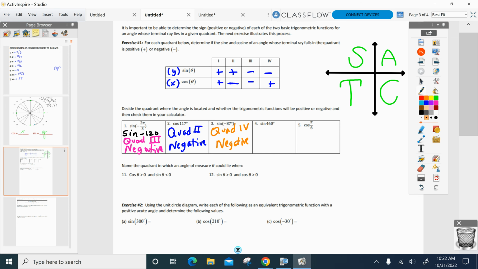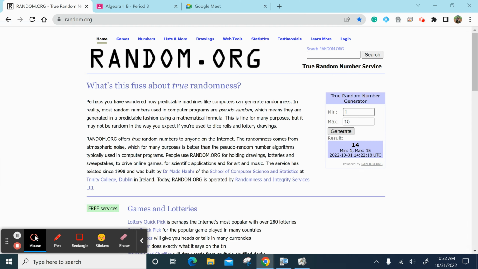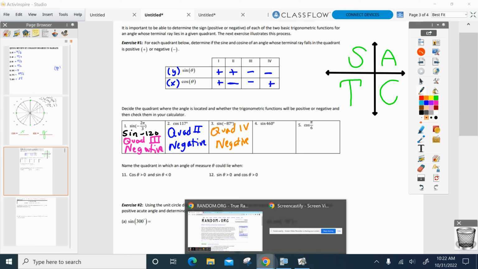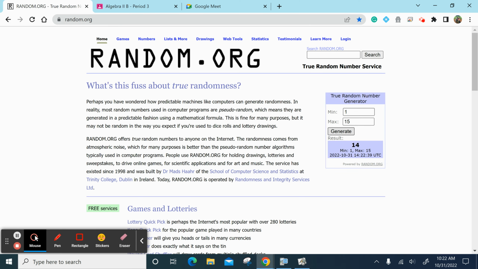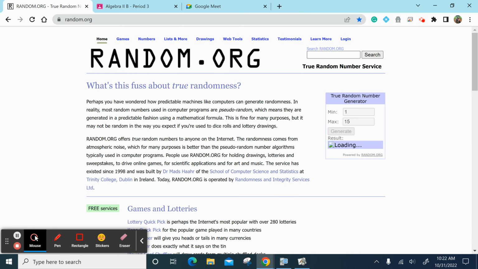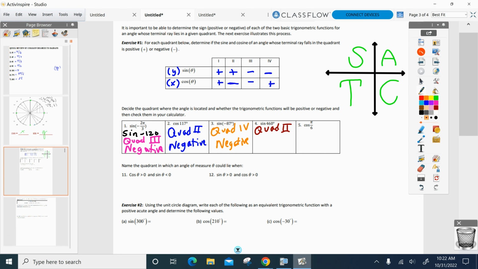Okay, sine of 460. Do what you got to do to it. What quad are you in? Second. And what do we know about sine in the second quadrant? Positive. Good.